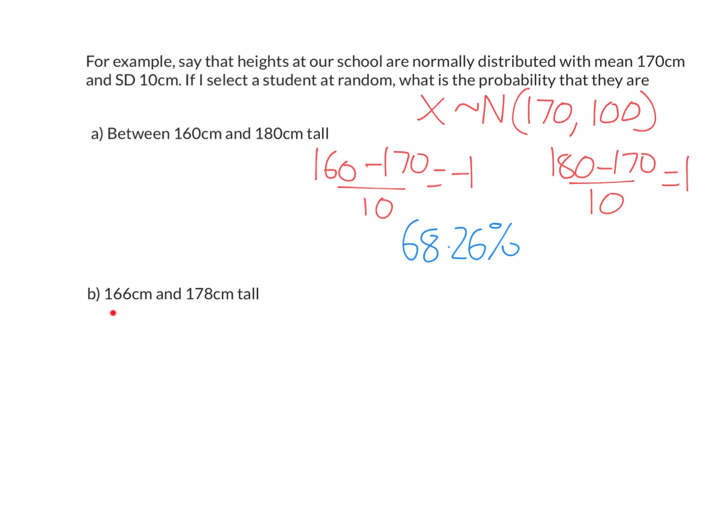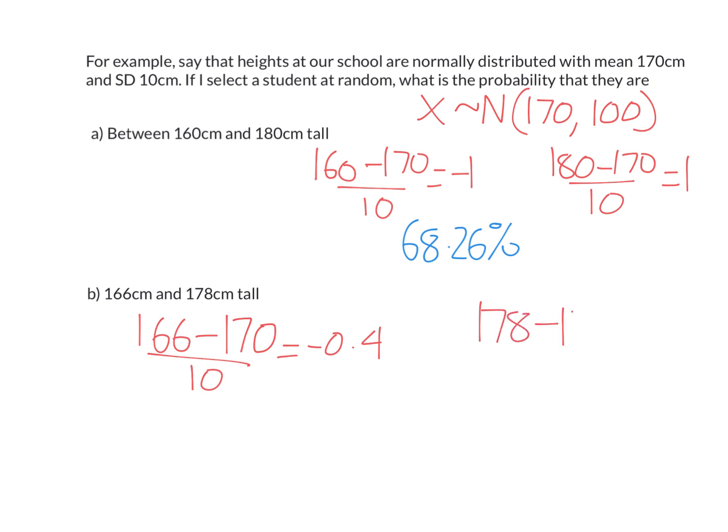So what about this one, between 166 and 178 centimeters tall? Well, if I convert them to z-scores, 166 score minus mean over standard deviation, I get minus 0.4. For 178, if I subtract the mean and divide by the standard deviation, I get 0.8. So if you're 166 centimeters tall, you're 0.4 standard deviations below the mean. If you're 178 centimeters tall at this school, you're 0.8 standard deviations above the mean.